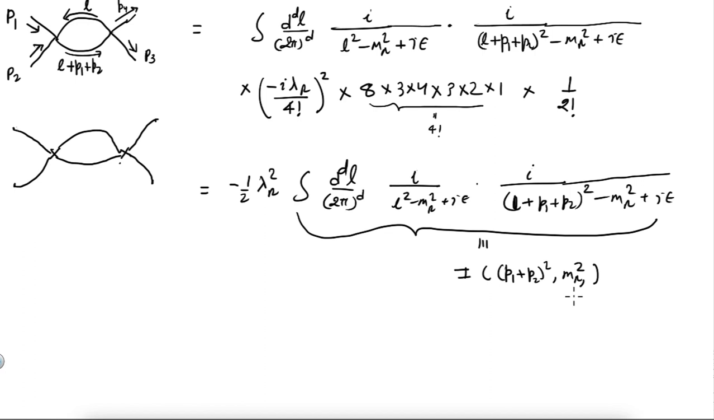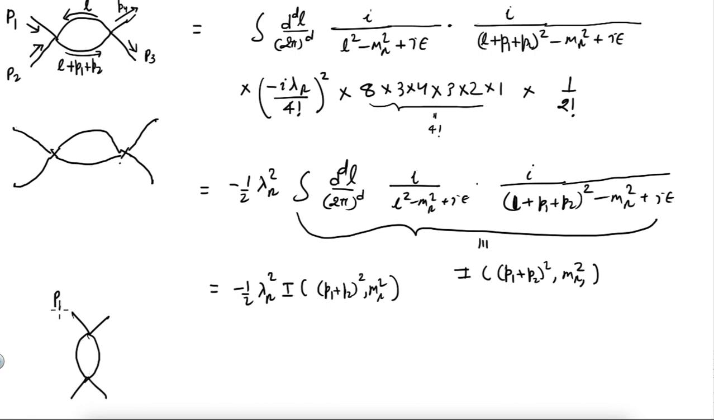So, good, let's see this diagram. So this is minus half lambda r square I of P1 plus P2 whole square, MR square. Okay, now let's see this diagram. P1, P2, P3, P4.